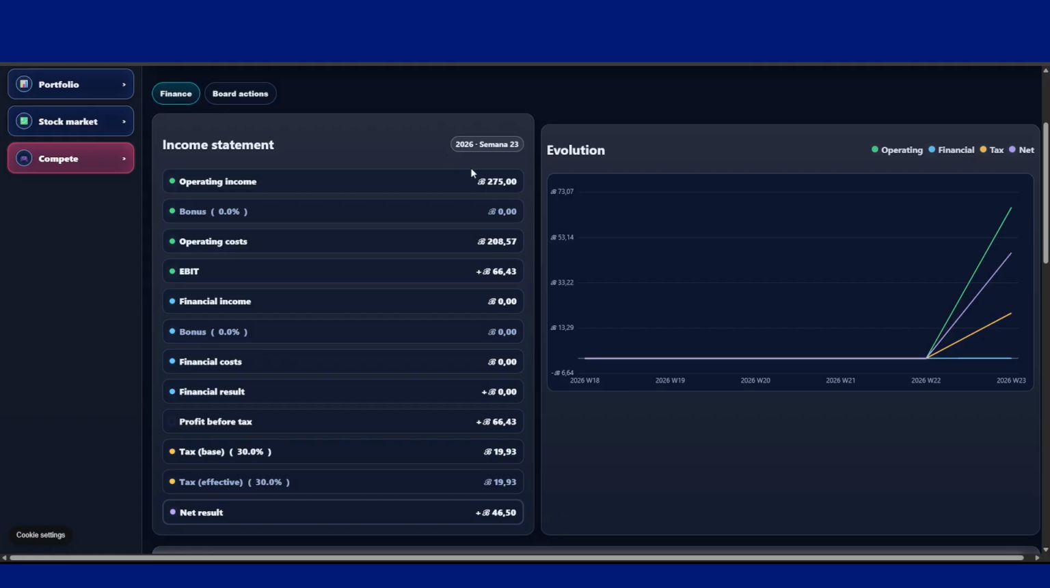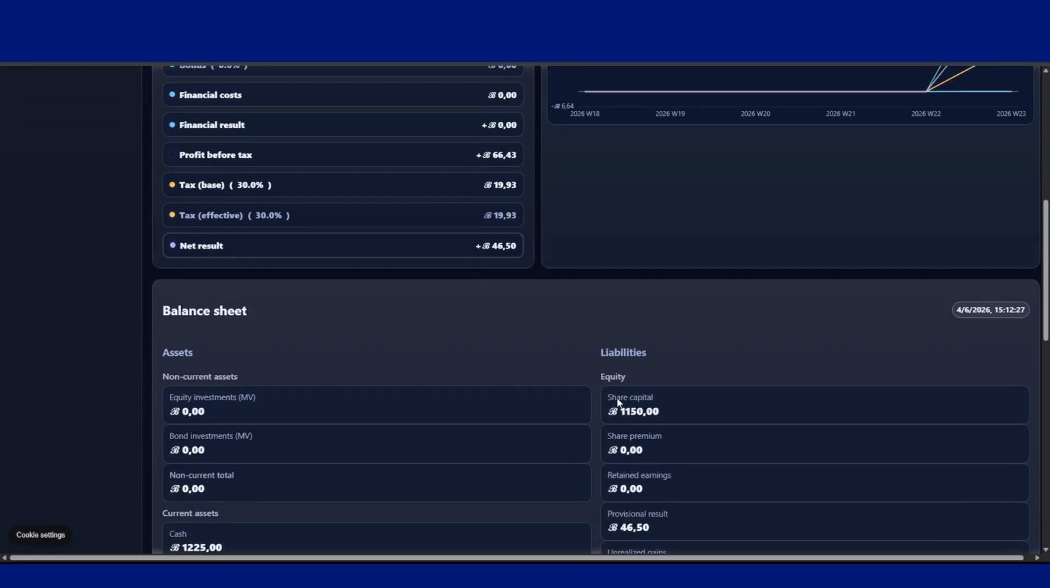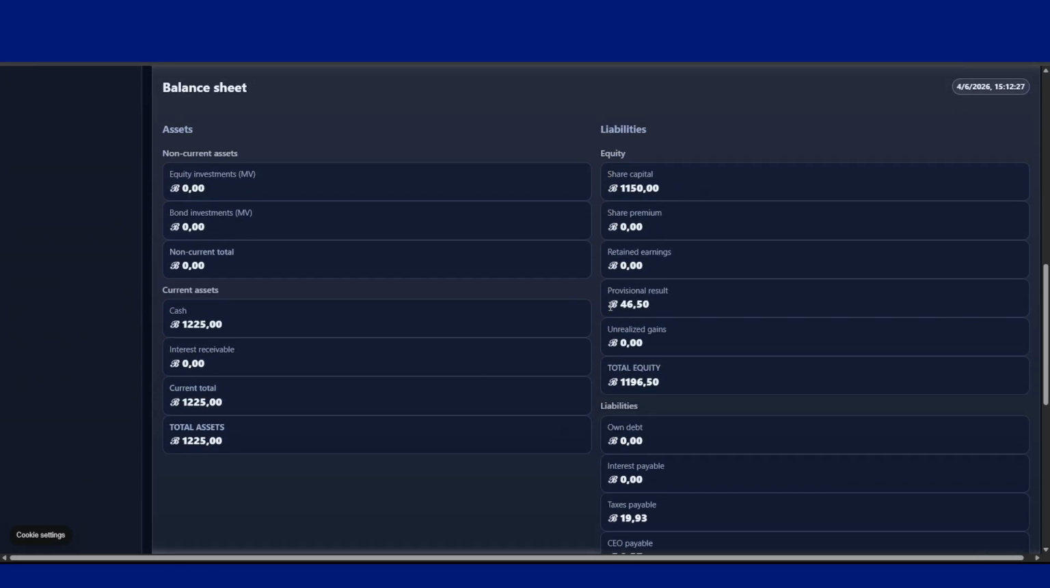Now let's move on to the balance sheet. The balance sheet shows your company's financial position at a specific point in time. It is divided into two main areas. On one side, you have assets, and on the other side, you have liabilities and equity. Assets represent what the company owns.